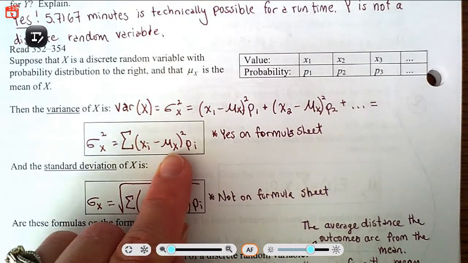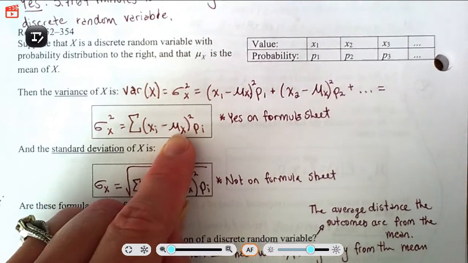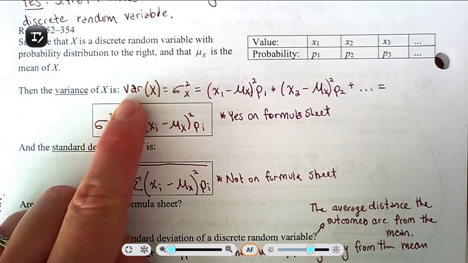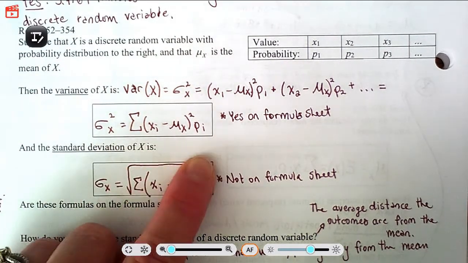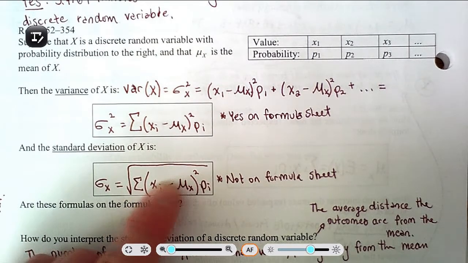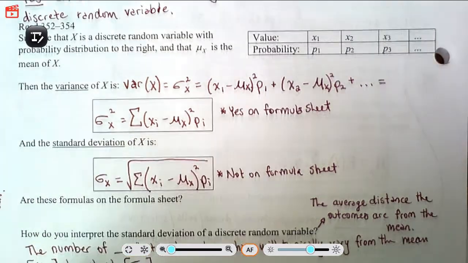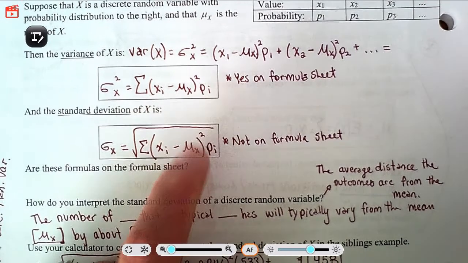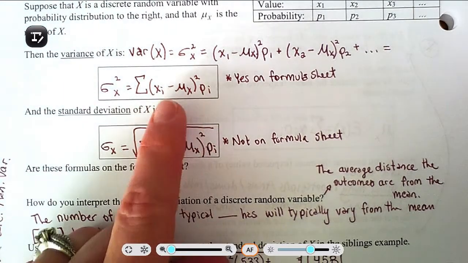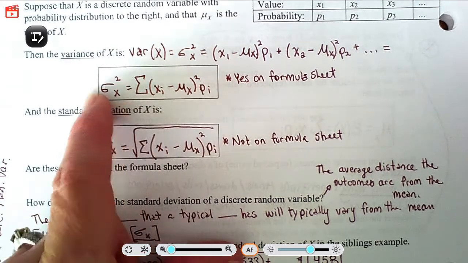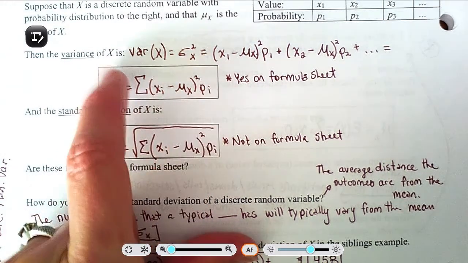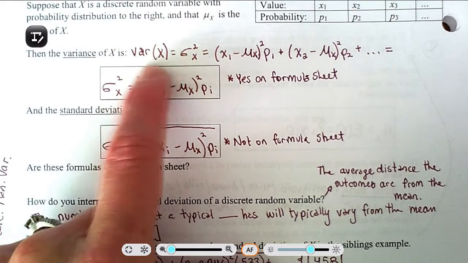So first we would really need to find that mean, the expected value. Then we can find a variance, or a standard deviation by square rooting the variance. This is not on the formula sheet, but this is. That's one reason I bring this up: you can then get the standard deviation by square rooting the variance.